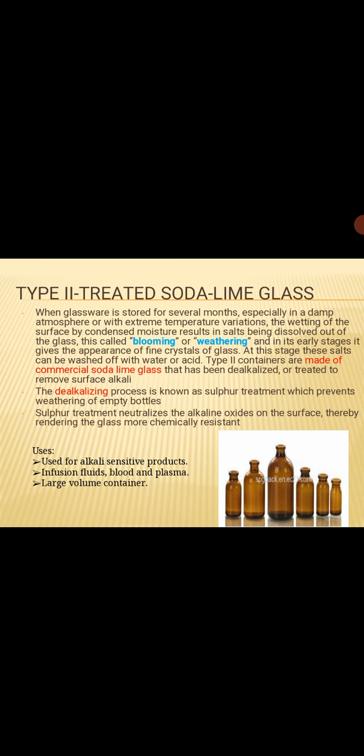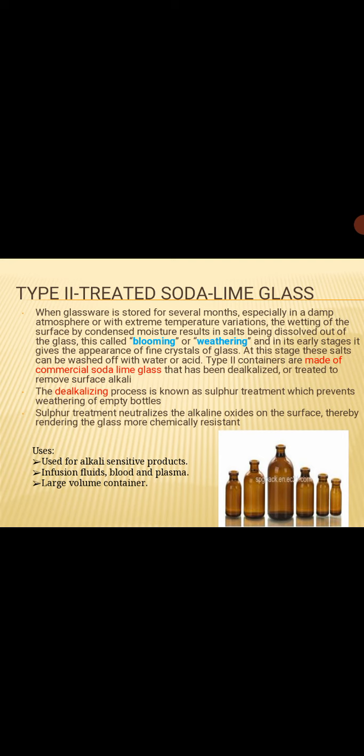When glassware is stored for several months, especially in damp temperature or with extreme temperature variations, the wetting of the surface by condensed moisture results in salt being dissolved out of the glass. This is called blooming and weathering. يعني لما الجلاس يحصل له blooming ولا weathering, in its early stage it gives the appearance of fine crystals على الجلاس من برا. شكله بيكون كأنه fine crystals على الجلاس. At this stage these salts can be washed off with water or acid.